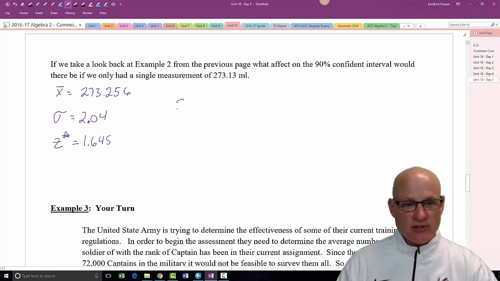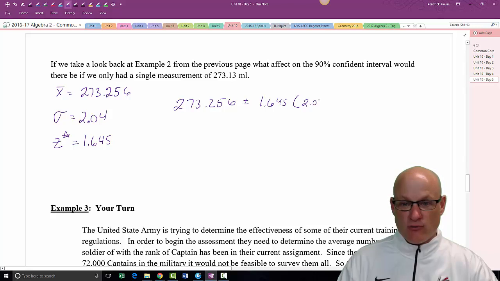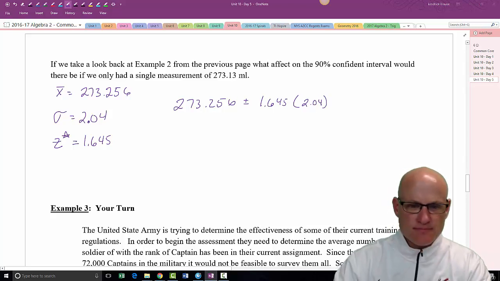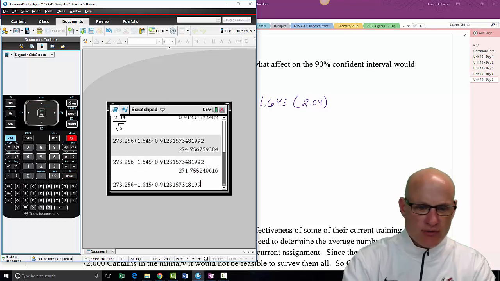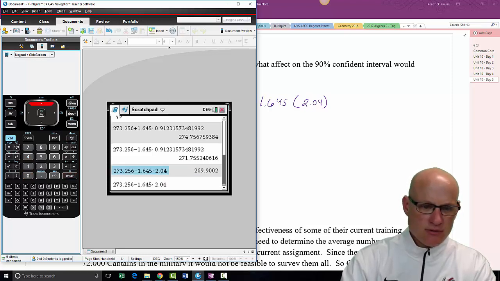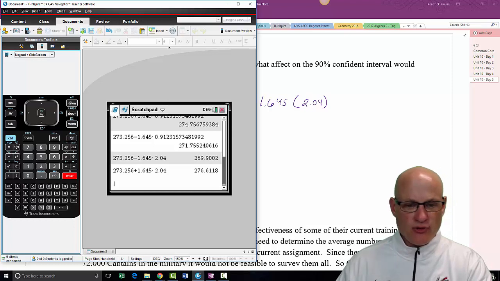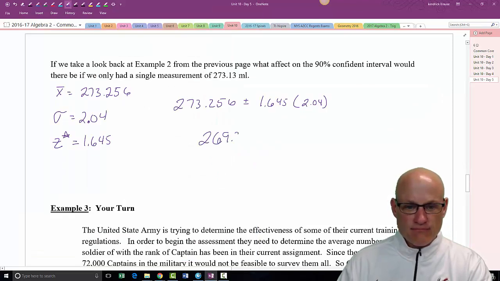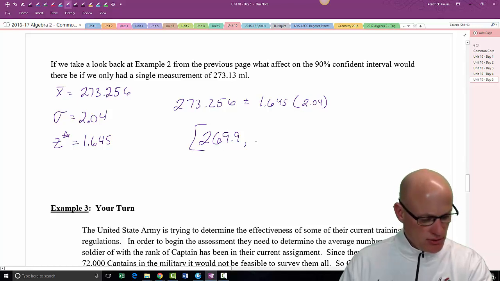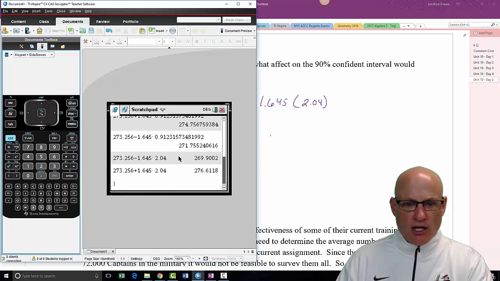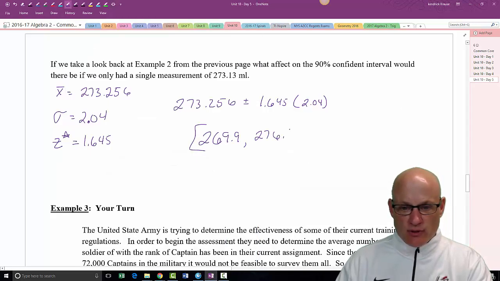So we take 273.256, you can probably say 273 there, plus or minus the z-star, which is 1.645, times 2.04. And we'll do that in our calculator. Enter. We just have to put 2.04. Enter. And our answer is going to be 269.9 to 276.6.